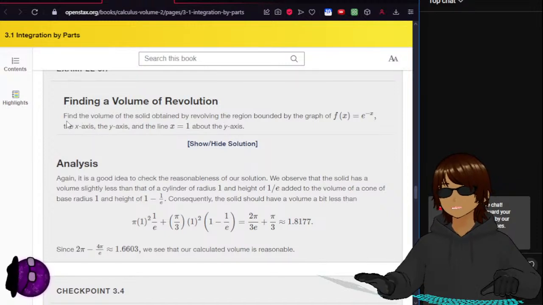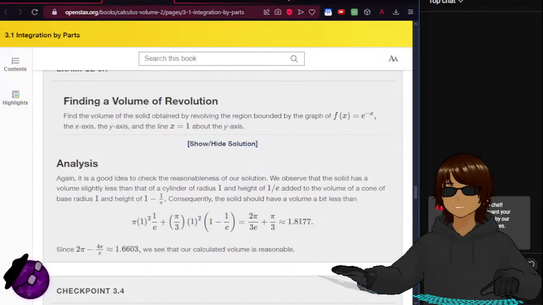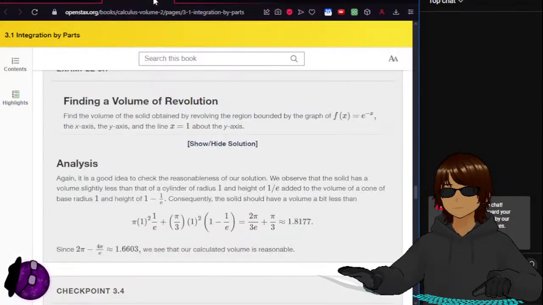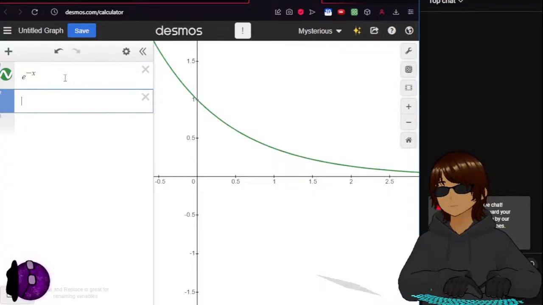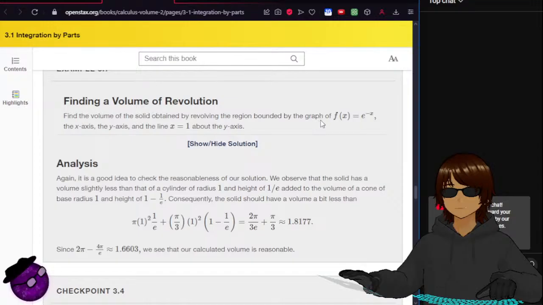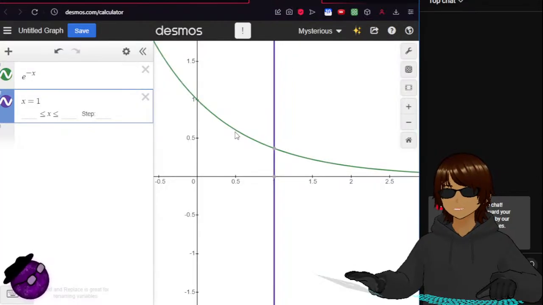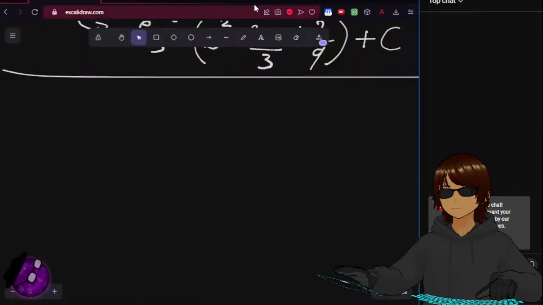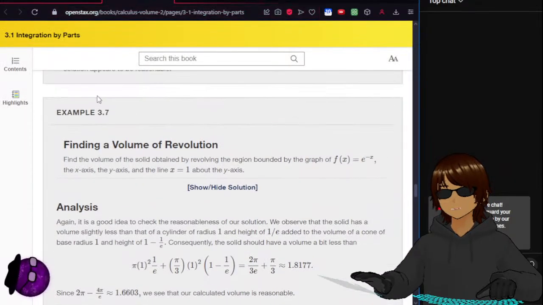Find the volume of revolution. Finding the volume of the solid obtained by revolving the region bounded by the curve f of x equals e to the power of minus x, the x-axis, the y-axis, and the line x is equal to 1. The revolution is around the y-axis. Okay. This is example 3.7.